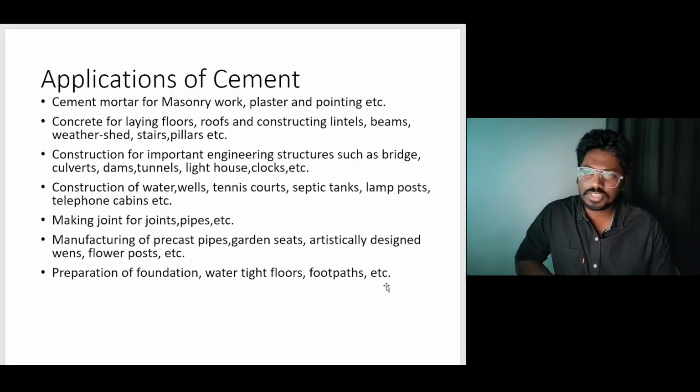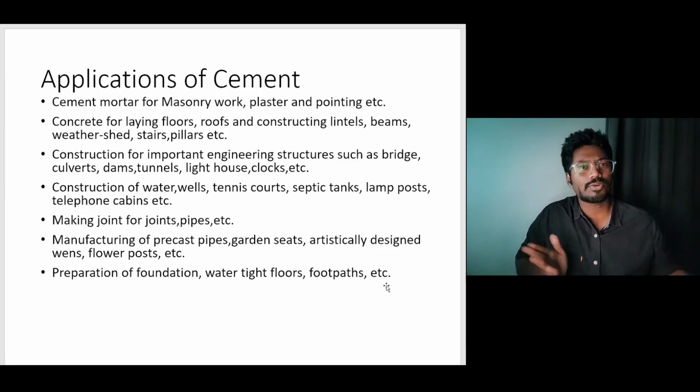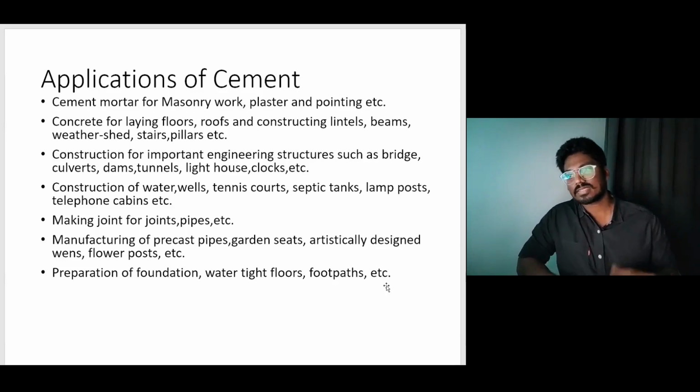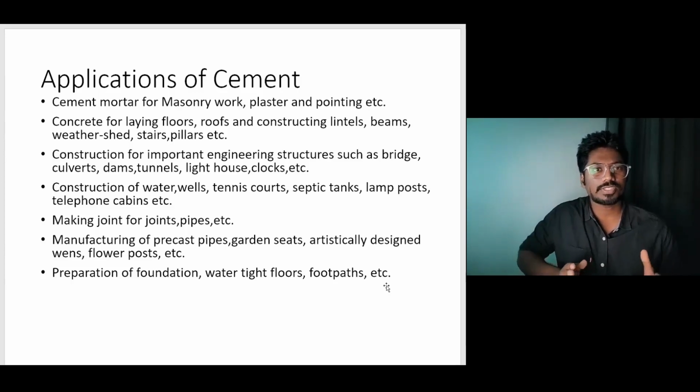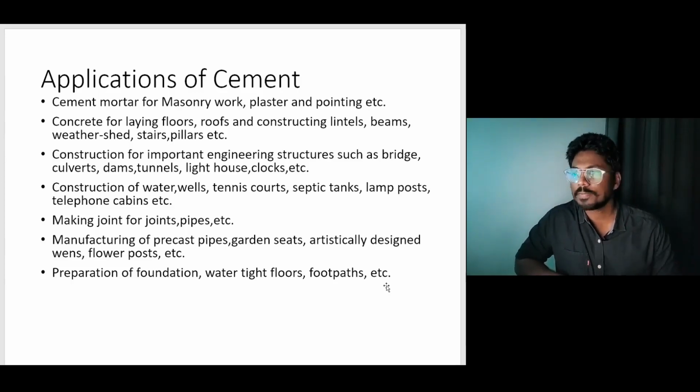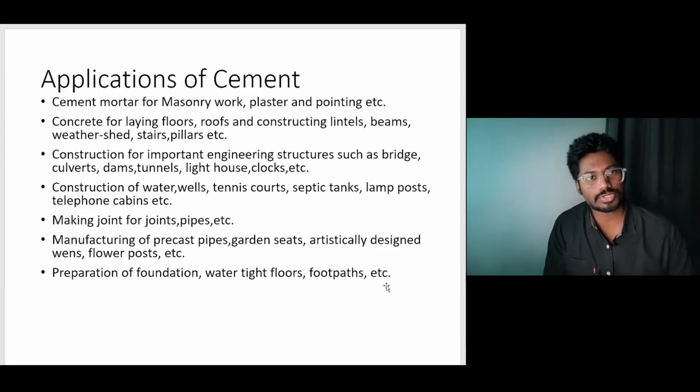Construction of important engineering structures like bridges, culverts, dams, tunnels, etc. Making of joint pipes, etc. Construction of water wells, tennis courts, septic tanks, lamp posts. The list goes on forever. Manufacturing of precast pipes, garden seats, aesthetically designed wells, flower posts, etc. Even those seats which you see in the park are completely manufactured with cement, reinforced cement. Preparation of foundations, watertight floors, footpaths, etc. These are other applications when it comes to the usage of cement.